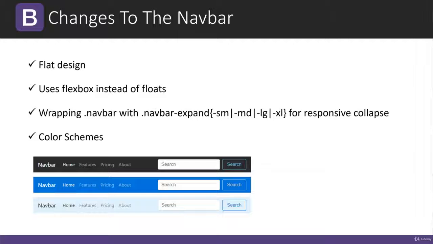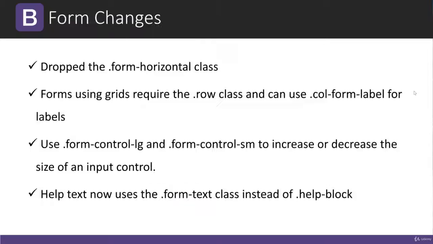So there's also been changes to the navbar. It now uses a more flat design, just like most of the other components. It also uses Flexbox for alignment as opposed to floats. And we can add different sizes in the navbar-expand class. What this means is that if we want the menu to collapse and be responsive on small screens, we can just do dash SM. If we want it on medium screens, we can do dash MD, as well as large and extra large. Okay, so it makes it more responsive. We also have some extra color schemes as well.